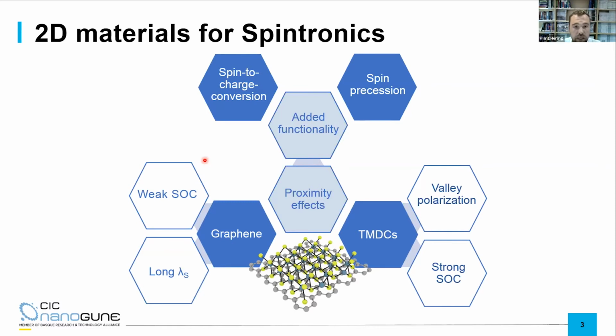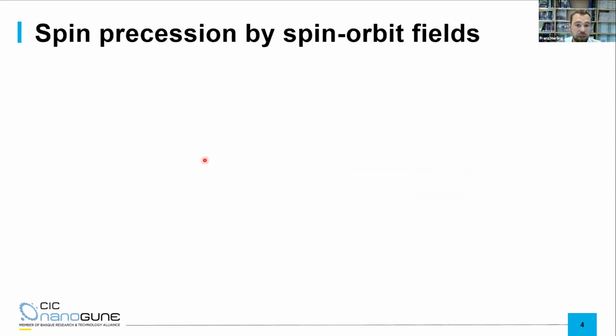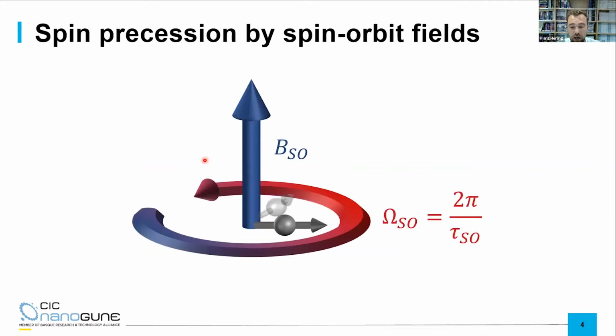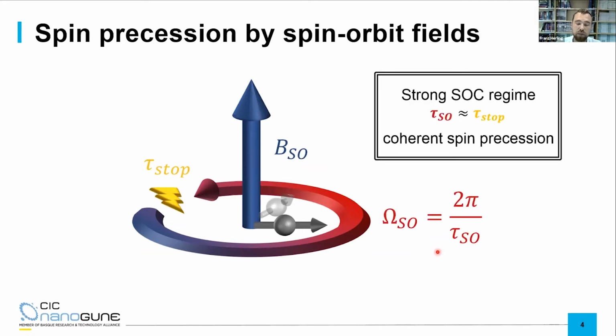For materials with spin orbit coupling, you will have spin precession due to spin orbit fields. So the electron essentially sees an effective magnetic field, and it will precess with a period tau_SO. And if we want to have coherent spin precession, we have to achieve the strong spin orbit coupling regime, so that this period is roughly in the same time frame as the tau that is stopping the precession. Normally, this is a scattering event, for example.